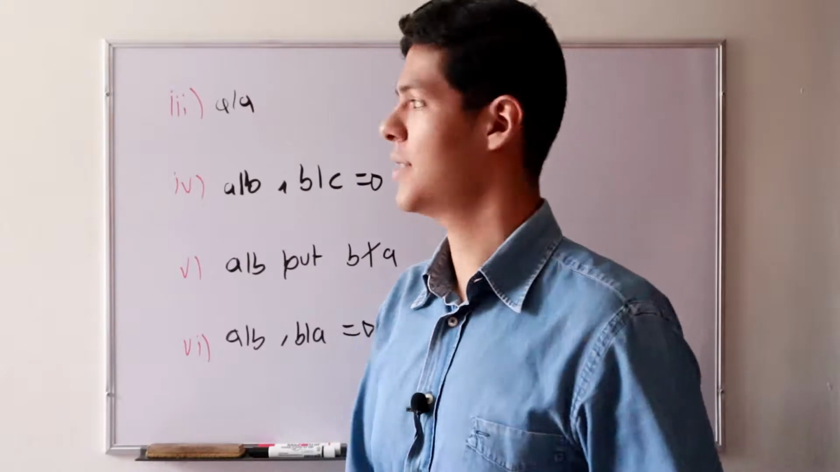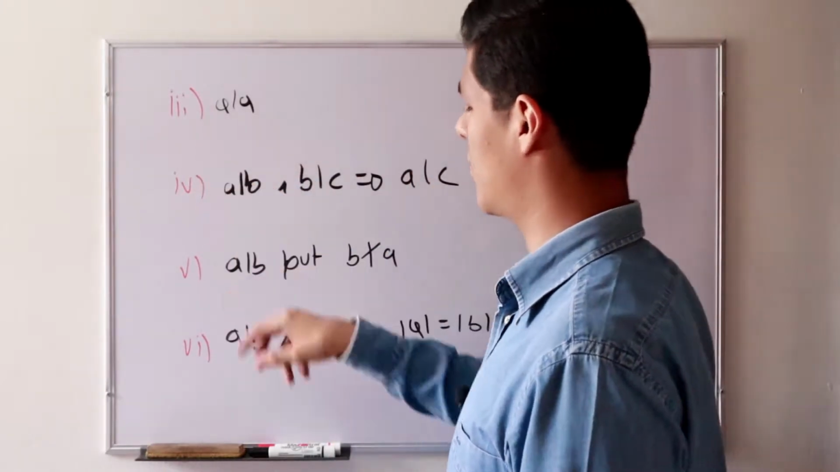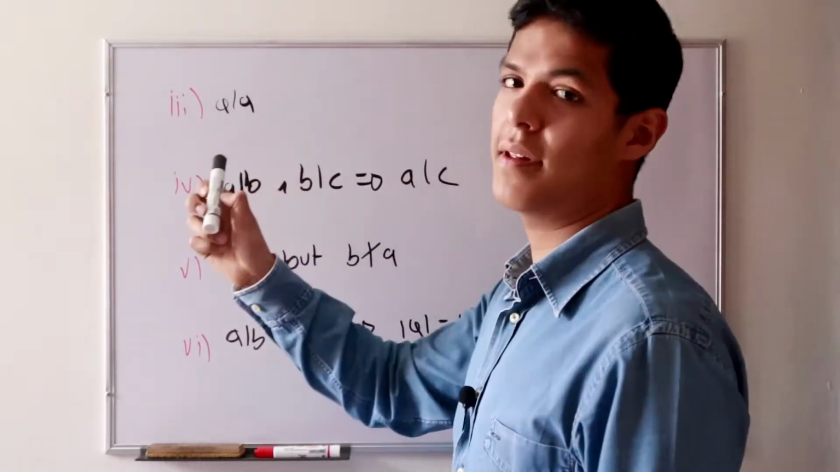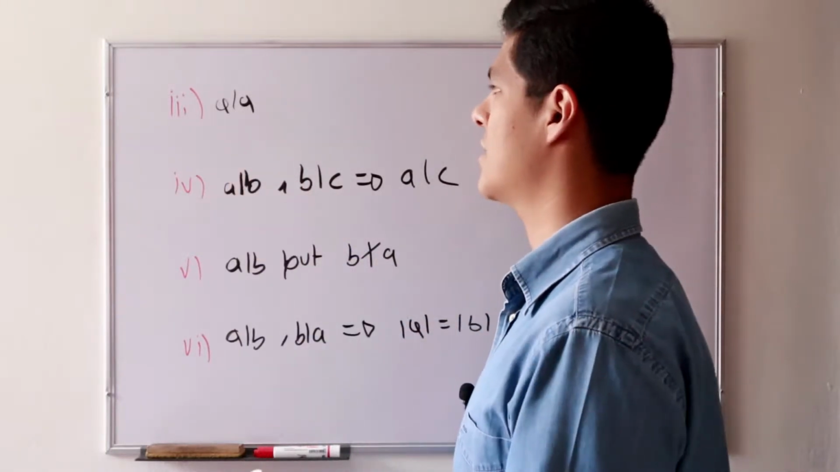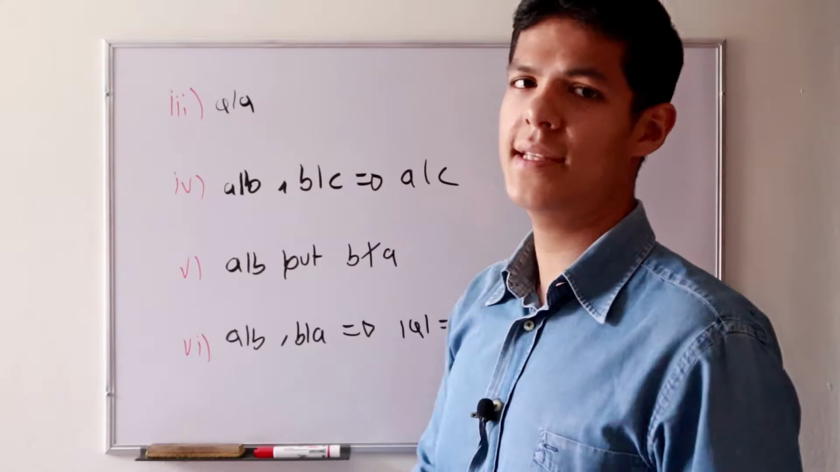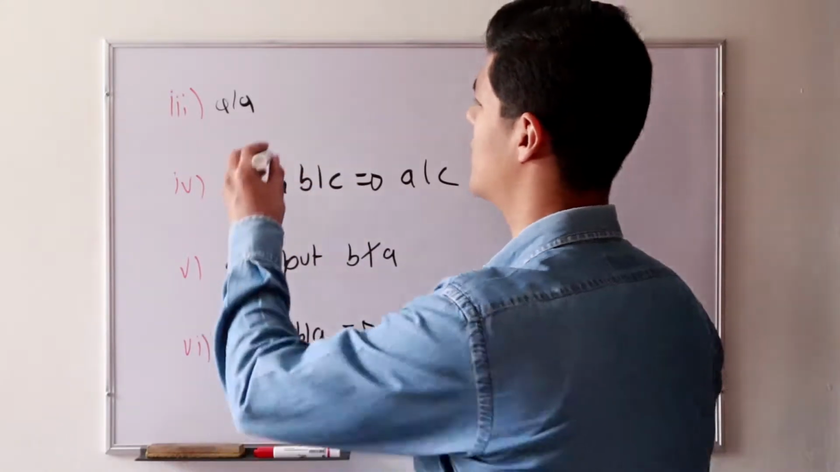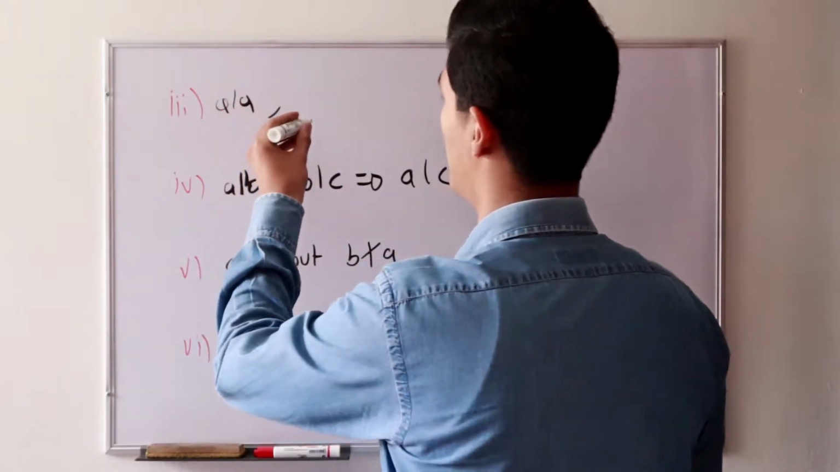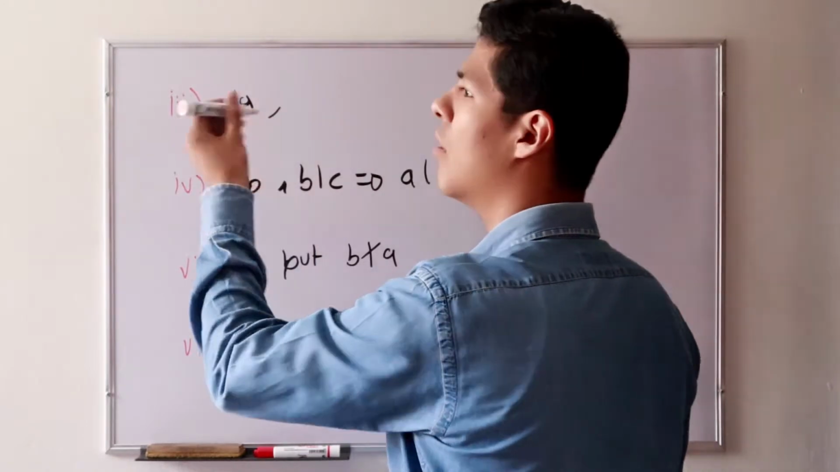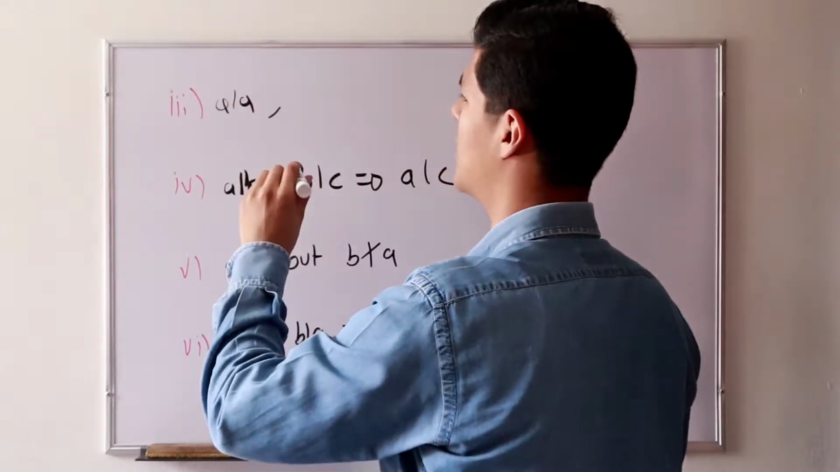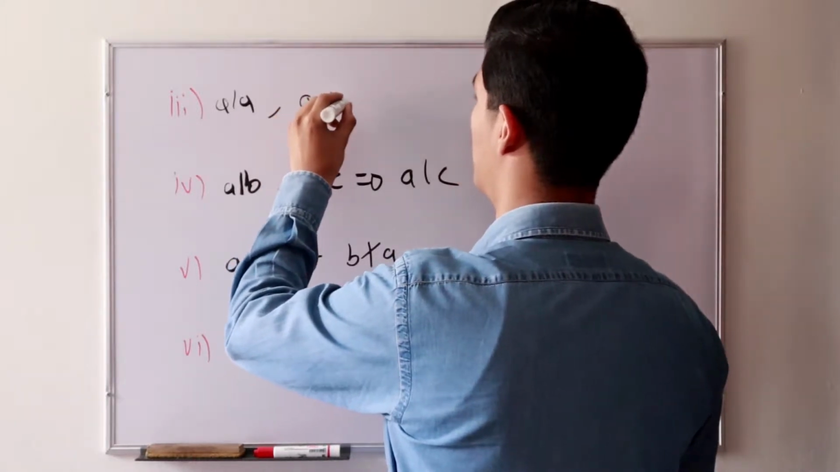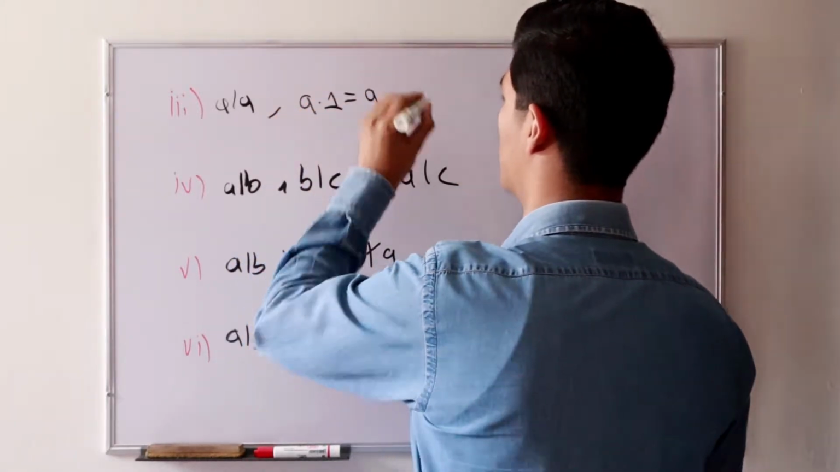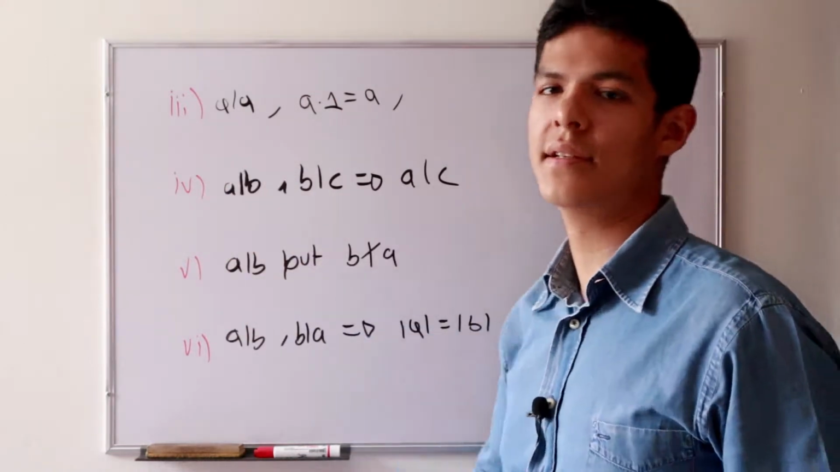So let's get started. The third one says that it is reflexive, so A divides itself, A divides A. In this case, to verify this property, all we have to do is recall the definition of divisibility. So A times 1 equals A. So this property is correct.